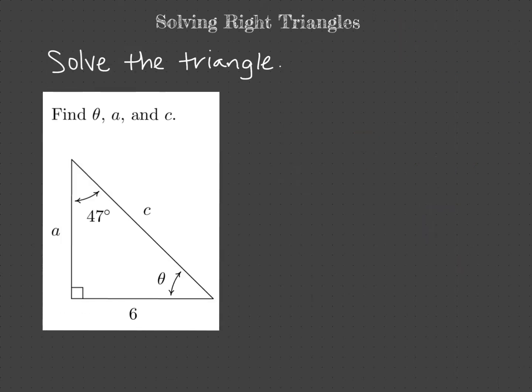Our next problem will be a you try problem. So go ahead and get this drawn out in your notes and do your best to find the 3 missing parts to solve the triangle. Hit pause right now and then hit play when you're ready to see the solutions.